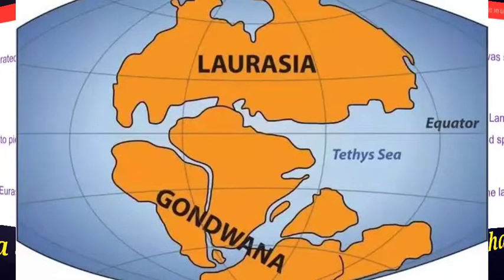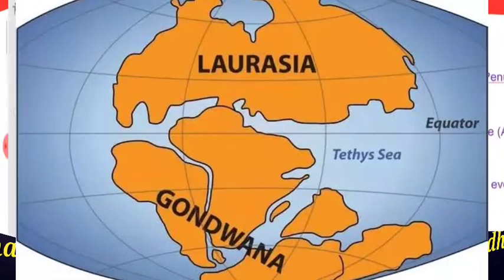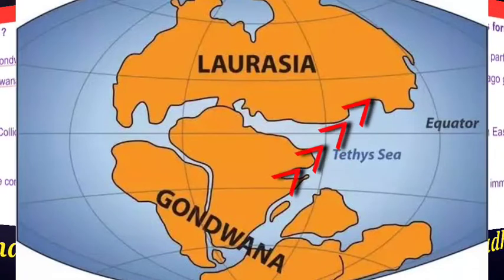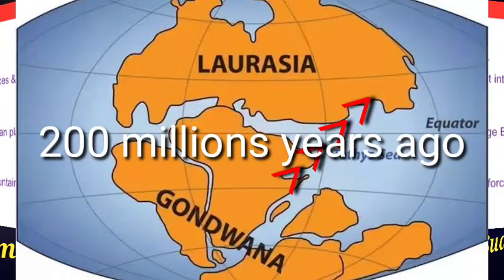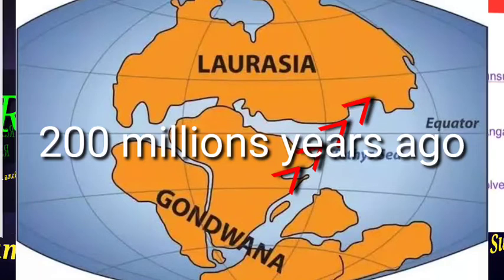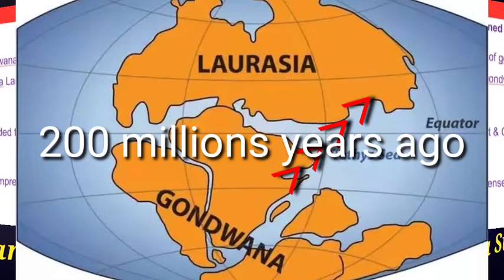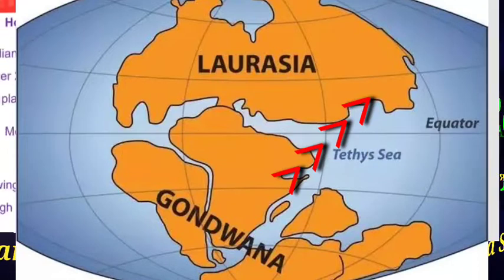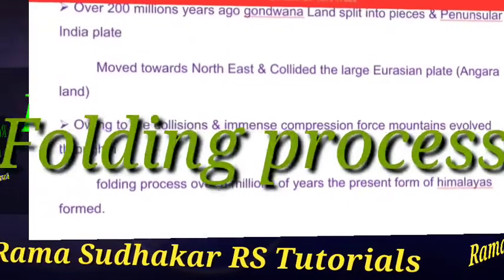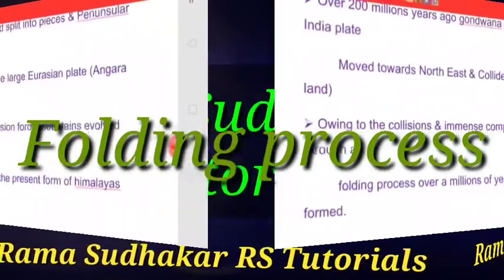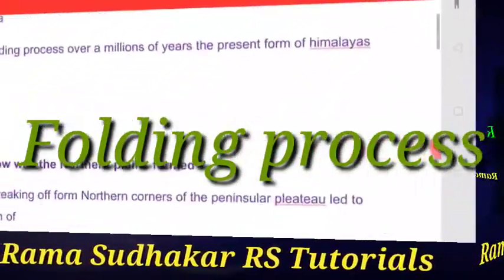Now let's discuss how the Himalayas were formed. The Indian Peninsula was a part of Gondwanaland. Over 200 million years ago, Gondwanaland split into pieces and the peninsular India plate moved towards the northeast and collided with the large Eurasian plate, also called Angaraland. Owing to this collision, immense compression force, mountains evolved through a folding process over millions of years. The present form of the Himalayas was formed.